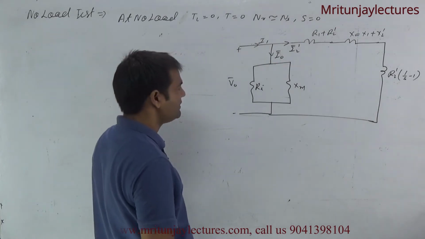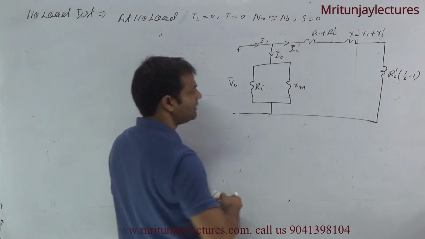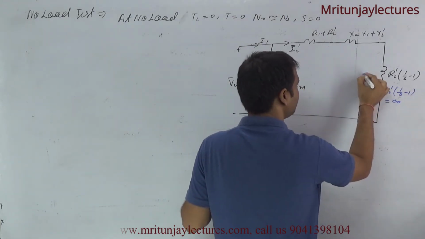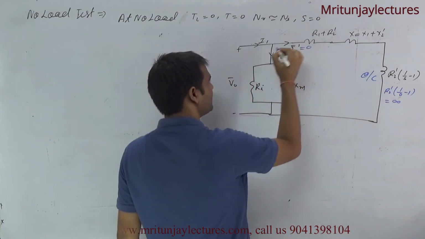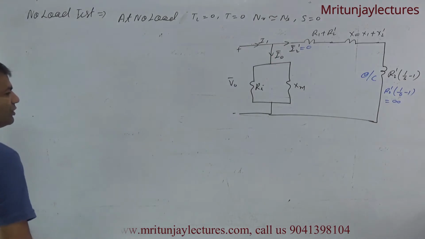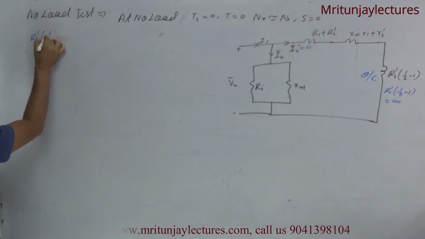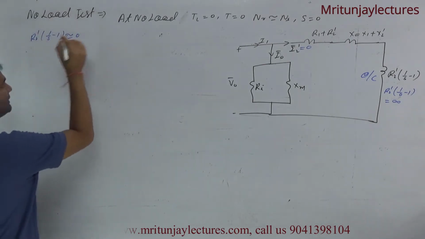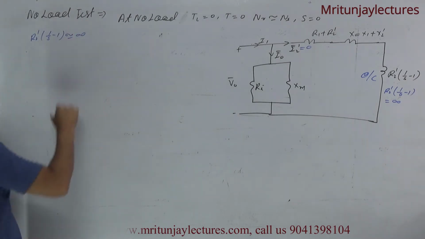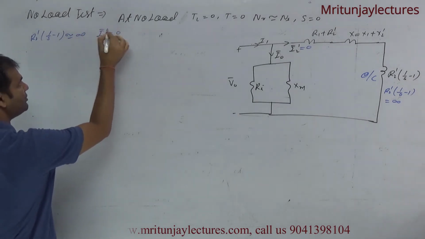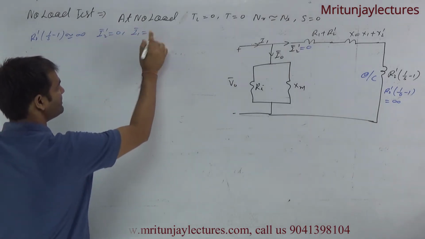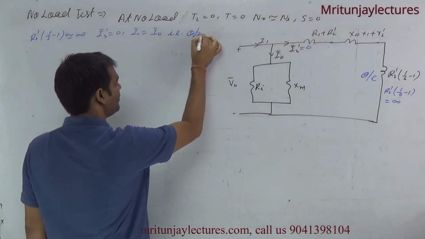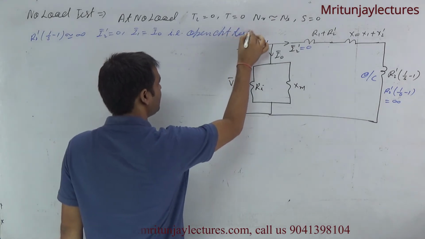Now in this condition, if S is 0, it means R2 dash into 1 by S minus 1 is equal to infinity. It behaves as an open circuit. If this is an open circuit, I2 dash is 0. So you can say that R2 dash into 1 by S minus 1 is equal to infinity at slip equal to 0. Clear? It means I2 dash is equal to 0, and I1, the supply current, is equal to the no load current. That is called the open circuit test. Clear?